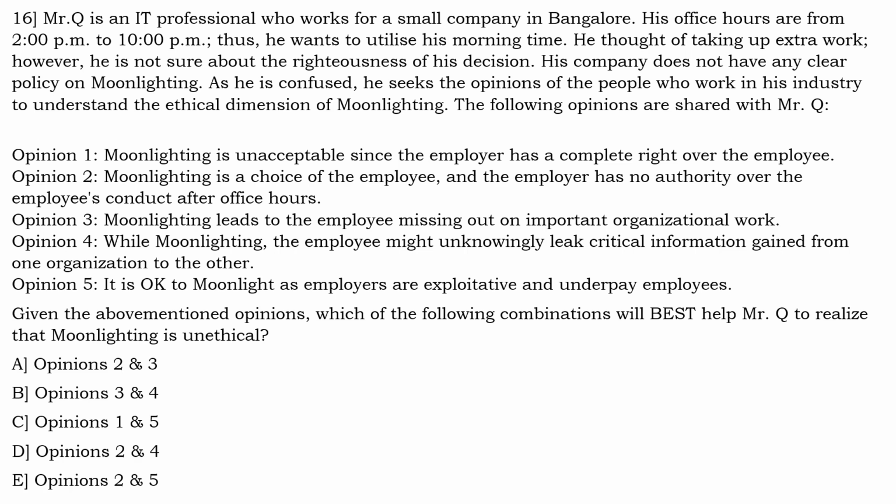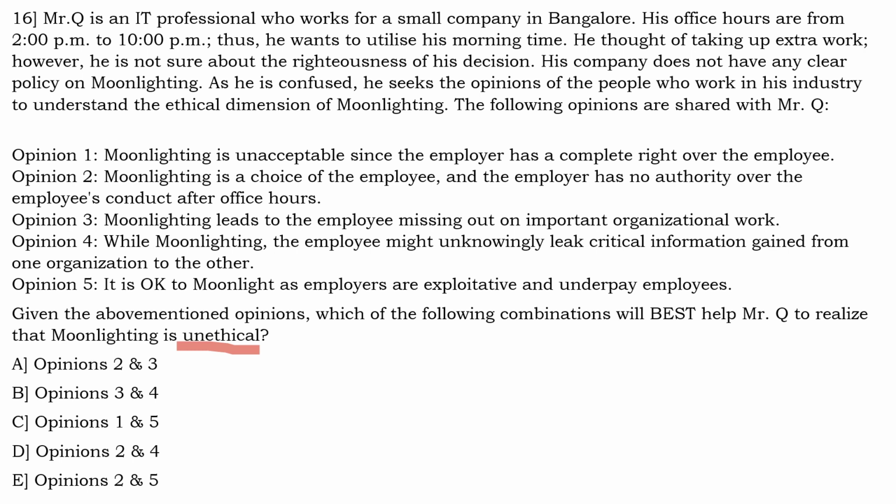So in order to get some idea on whether he should go for moonlighting or not, he consulted with some people and they gave some opinions like this. And after receiving these opinions, your question is to find a combination that will help Mr. Q to realize that moonlighting is unethical. So you have to find some statements that will prove that moonlighting is not correct. He should not be doing it. This is what you have to understand.